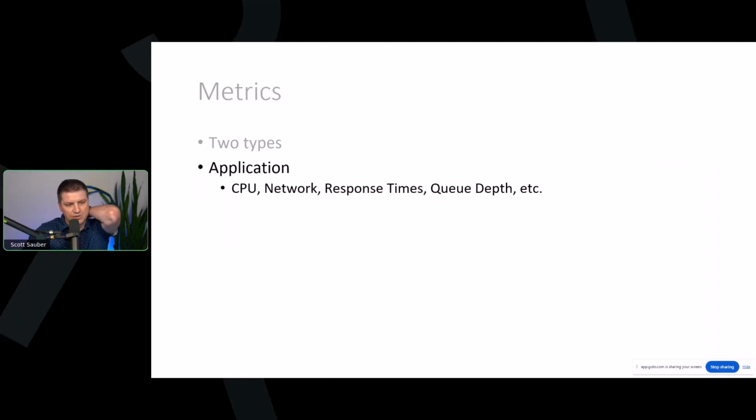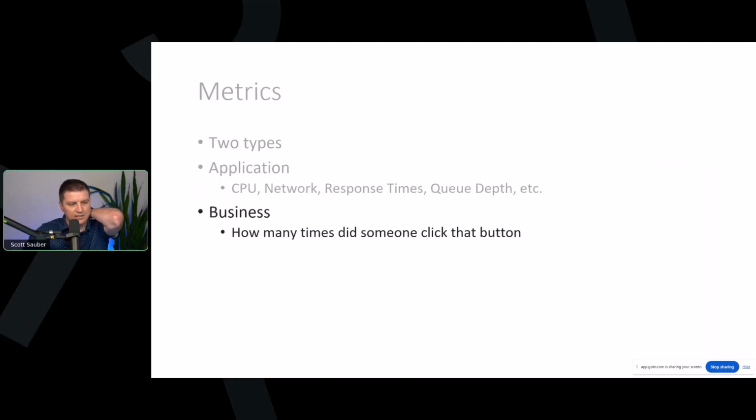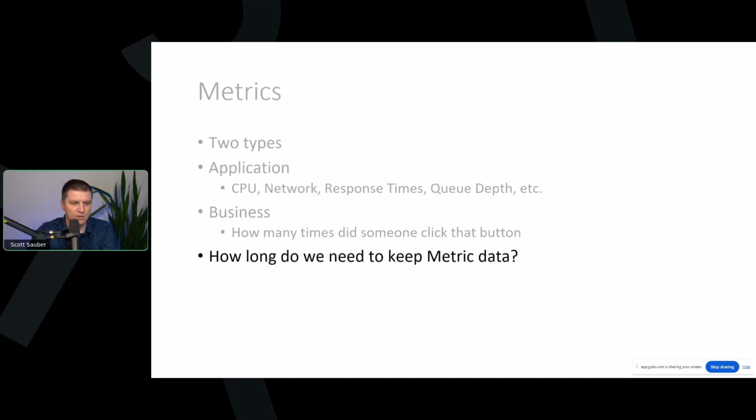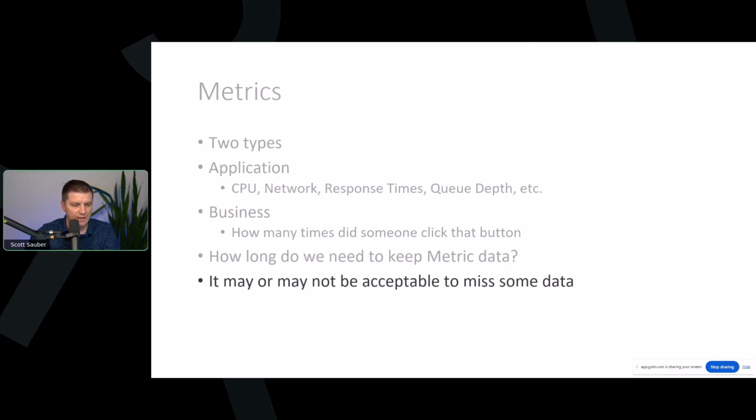There's application metrics, like what's the CPU, network, response times, those kinds of things. And then there's the business side of how many times somebody clicked the download button, like when they're downloading this type of PDF or whatever the case is. So again, you need to ask yourself, how long do we need to keep that metric data? And is it acceptable to miss some data? Like not having CPU percentage for a minute is probably okay.